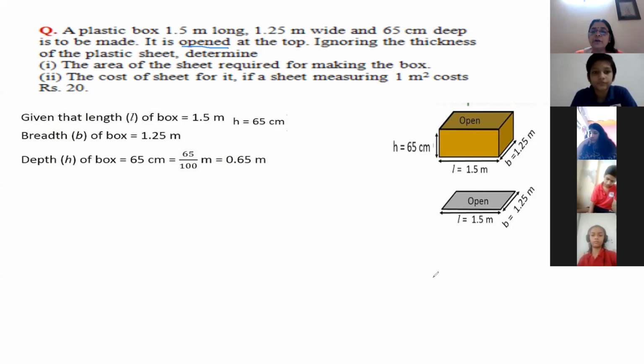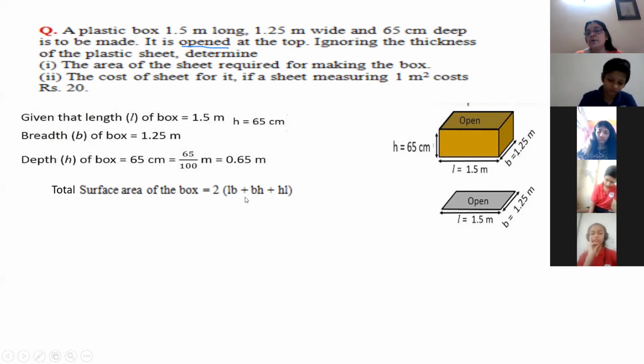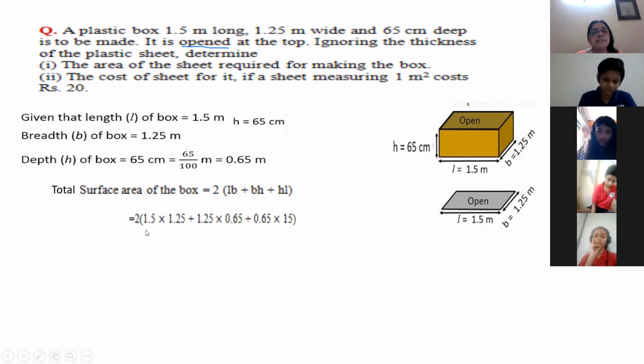Okay. So here we go, first we try to find TSA of the box. Now what is the formula for TSA? 2 into LB plus BH plus HL. Okay. Now we put the value. 2 into, what is L? 1.5 into 1.25 plus, put all the values, B और H सारा यहाँ से उठाकर यहाँ रखो.